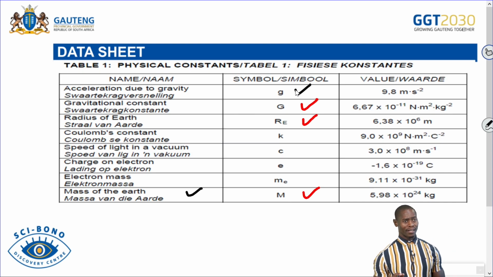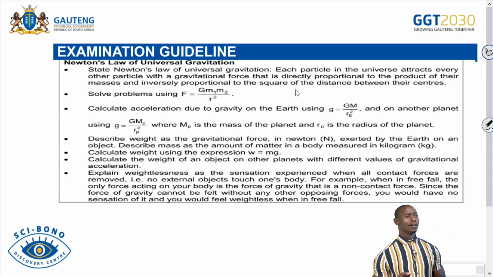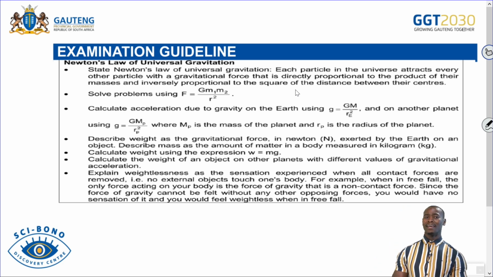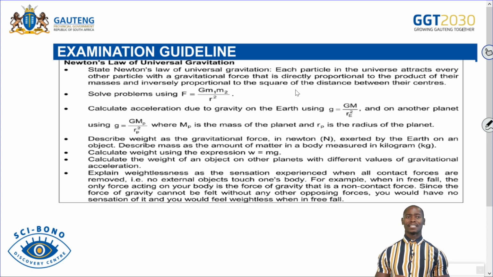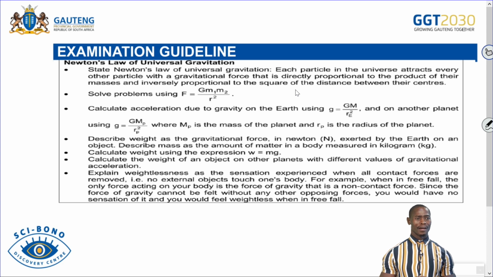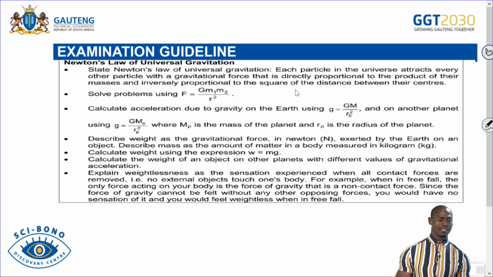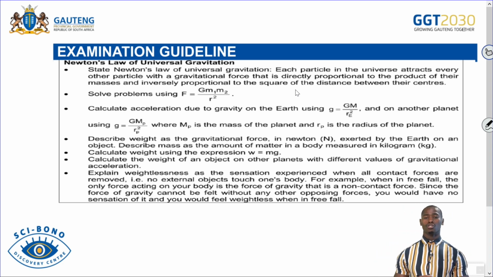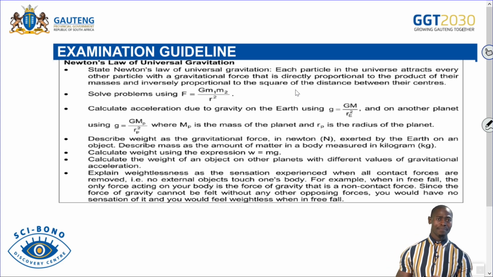Newton's law of universal gravitation. State Newton's law of universal gravitation as: each particle in the universe attracts every other particle with a gravitational force that is directly proportional to the product of their masses and inversely proportional to the square of the distance between their centers. So this is how we have to state Newton's law of universal gravitation.